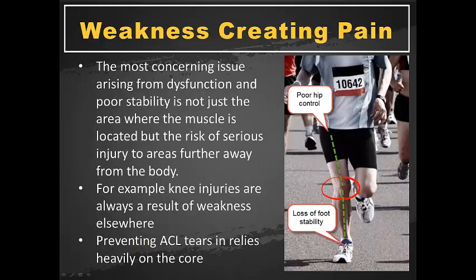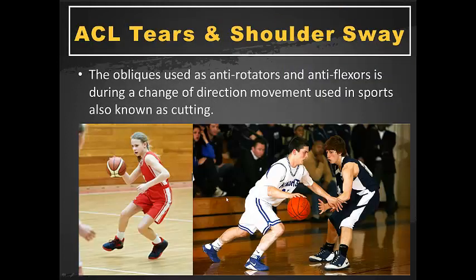So another example is knee injuries, and again, this could be part of it, maybe the obliques, how they're not working, because maybe you've been training them at the wrong intensity and the wrong timing. So blaming the knee for this sort of problem is really ignorance of how it works with everything else. As I mentioned before, presenting ACL tears relies heavily on the core. It's where we see the shoulder sway, which we touched on before.